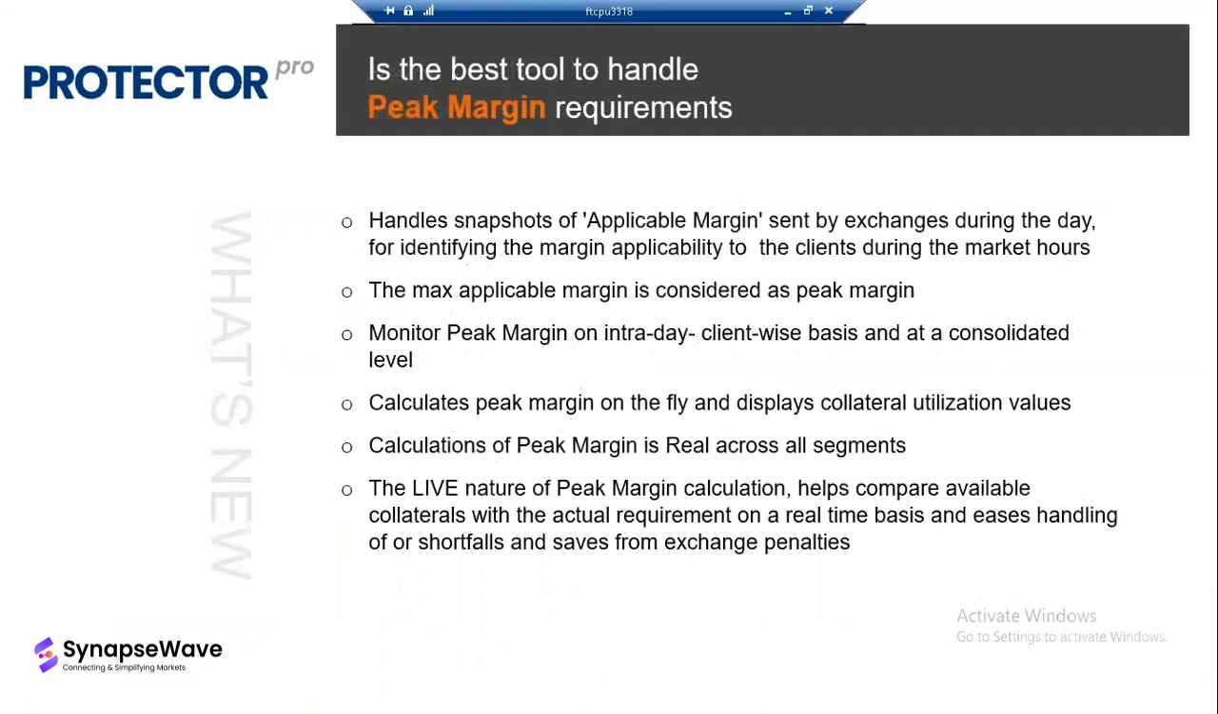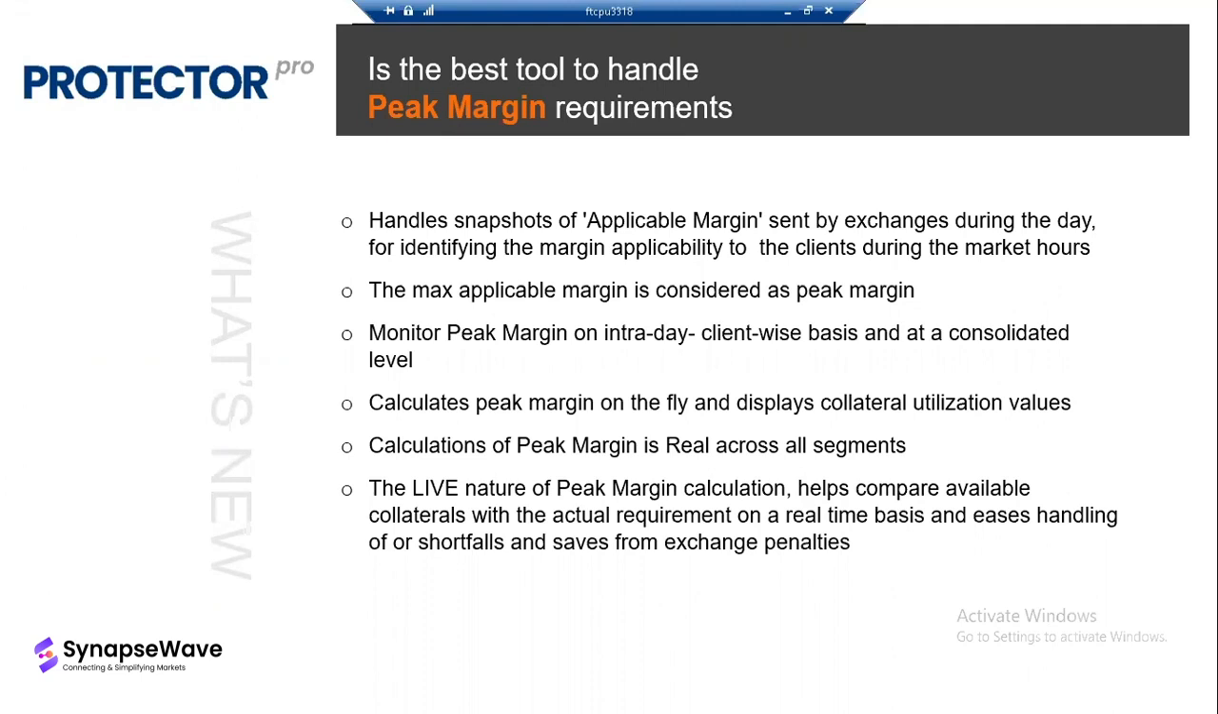Peak margin. This is one of the big things which has happened in the market. In this Protector Pro, we have already incorporated all the peak margin requirements. It can easily handle all the applicable margin sent by the exchanges. For the real-time snapshot, all the files are uploaded in the system, and you get the real-time peak margin, whatever the exchange has sent us. So it is very easy, and immediately on a single screen you see the peak margin, the margin applicable as of now, and the total collateral we have of the client.